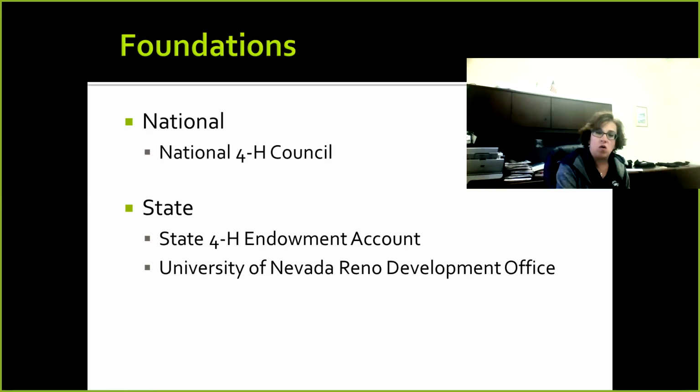That's one of my goals, to really create a statewide effort. But right now we're just not there. We have a lot of other things that are important.